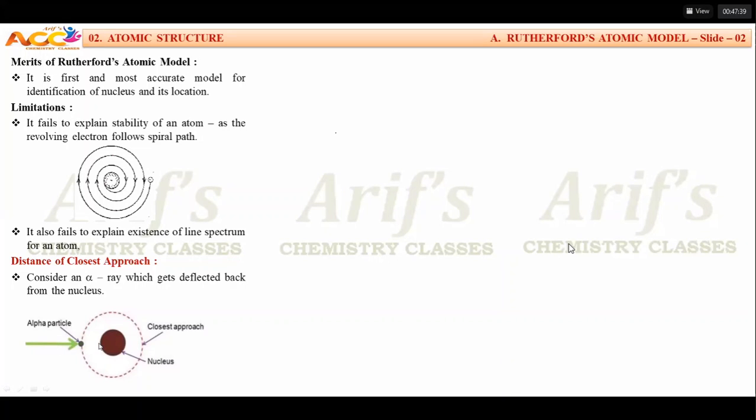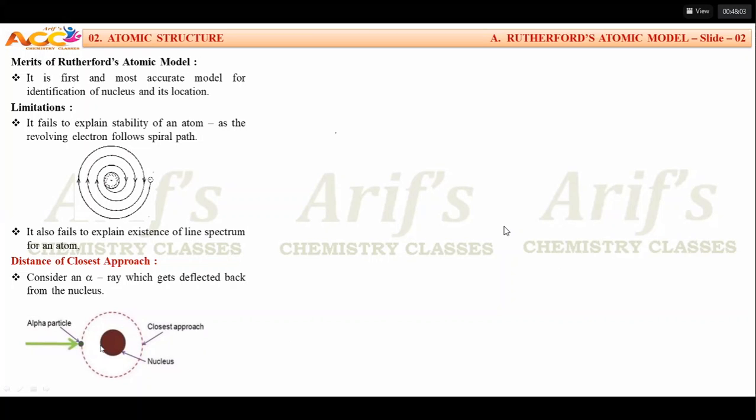If it is so, what is the closest approach? Center to this point. Is it not radius of nucleus? Yes. This experiment is therefore useful to calculate the radius of nucleus also. That is known as closest approach. But practically, remember, it will not touch this one. It will be somewhere here because of very high electrostatic force of repulsion.